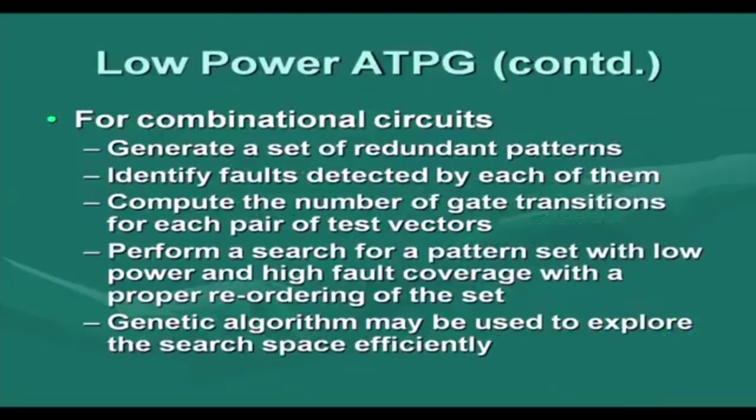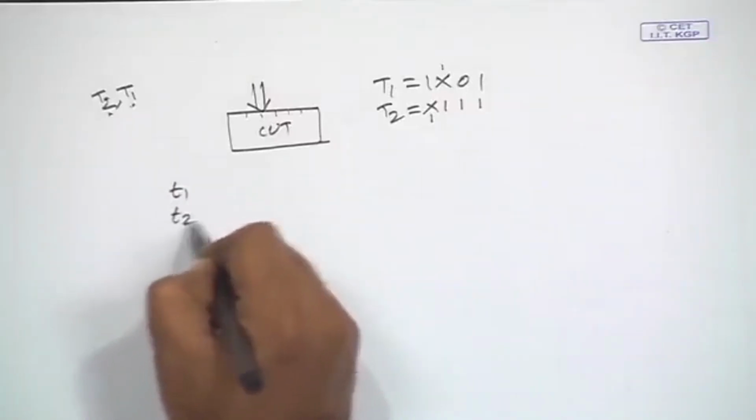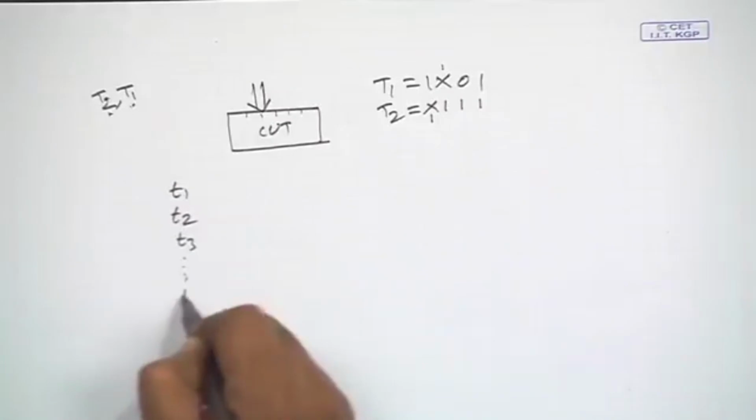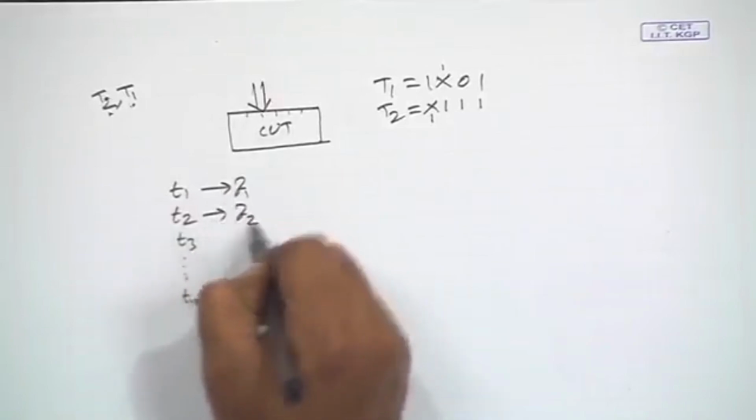For combinational circuits, the situation is slightly more difficult as far as power consumption is concerned. First of all, the first few steps are the same: we generate a set of redundant patterns. For every fault we generate n number of patterns, then we do a fault simulation. Suppose we have generated a redundant set of patterns consisting of T1, T2, T3 up to T100, where T1 is targeting fault F1, T2 is targeting fault F2, and like that T100 is targeting fault F100.